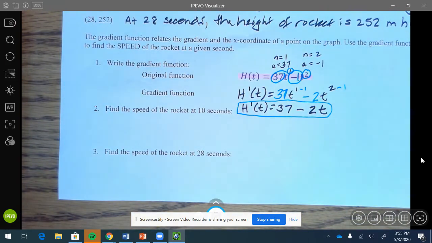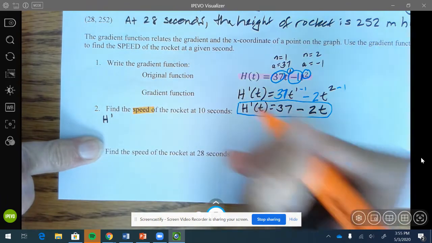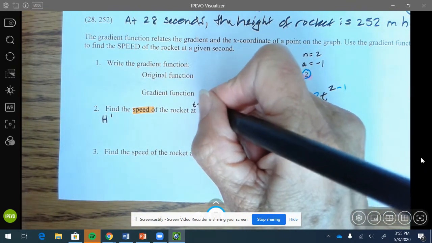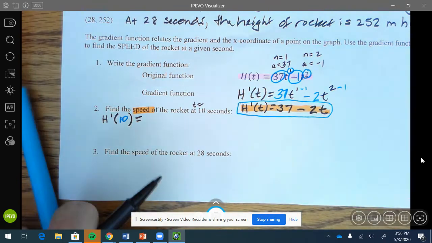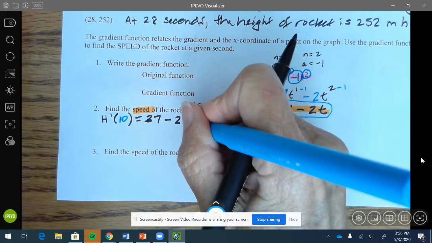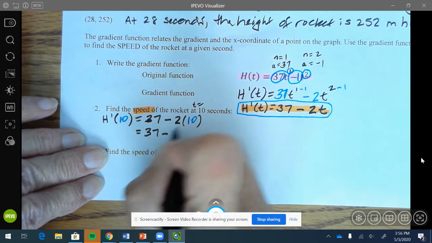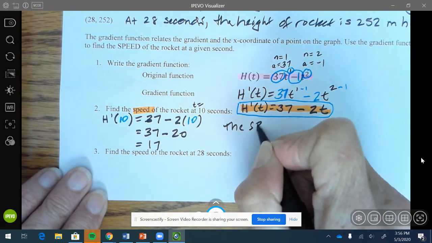This tells you, I can tell how fast the rocket is going based on the time that's passed. So in this case, if I want to find the speed of the rocket at 10 seconds, I'm going to say, okay, speed, this is gradient. This is my gradient function here. This is my speed, so I'm going to use my gradient function. And it's based on my t value. So my t here is 10. So we're going to say at 10 seconds, how fast was the rocket going? So use your gradient function, 37 minus 2t, and instead of t, we're going to substitute 10. And now it's just a matter of simplifying. So the speed of the rocket is 37 minus 2 times 10, which is 20. So we get 17.